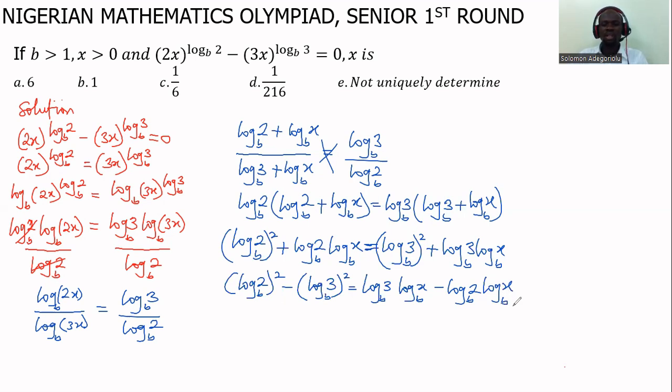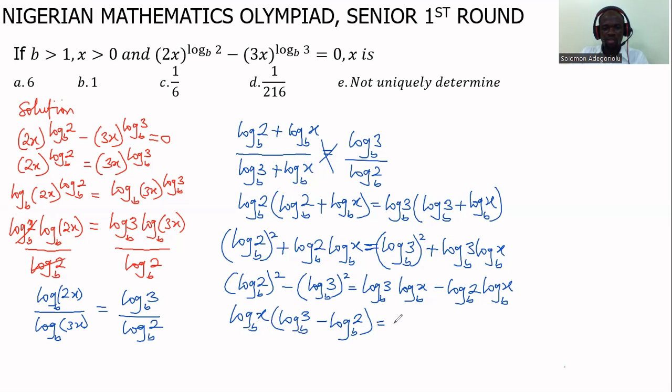Now I want to bring this one here, because basically what we're looking for is x, but you can as well solve it this way. I want to rewrite it. Log x base b is common here, so I write log x base b, then I open a bracket. I'm left with what? Log 3 base b, then minus what again? Log 2 base b, close the bracket. So we've been able to find the common factor here, which is log x base b.